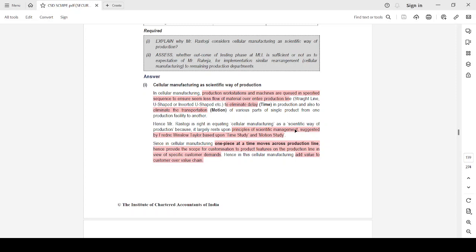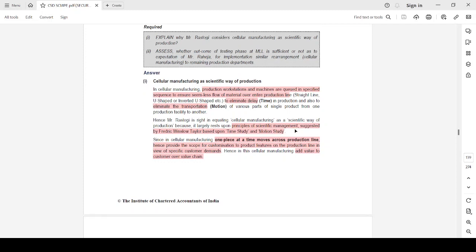Let's not write his name. It's enough if you write principles of scientific management based upon time study and motion study, because it eliminates delays in production, which are time delays, and it eliminates transportation, which is motion delays. It ensures a seamless flow of material over the entire production line. All these words have to be in your answer paper. That's where the key to scoring in SCMPE lies.